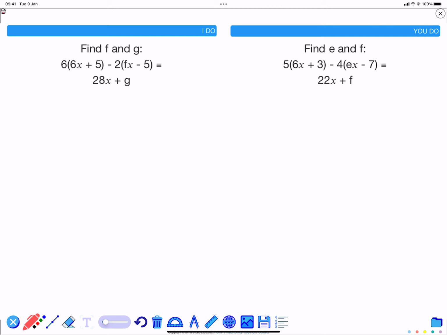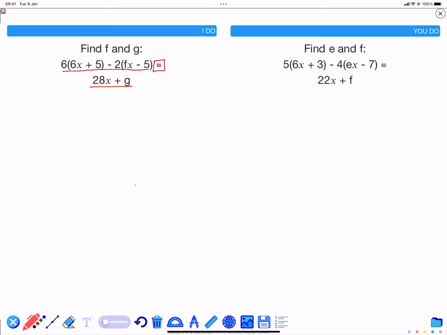In this video, we're going to take a look at how we can find unknown values in an identity. Looking at the example on the left-hand side, I can see that this and this are identically equal for all values of x, the fact that this symbol has been used. In order to solve this problem, I'm going to find the values of f and g by equating coefficients.